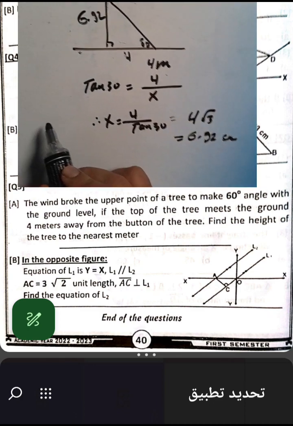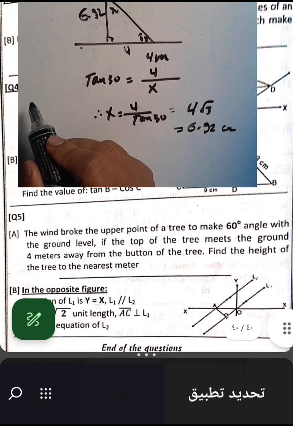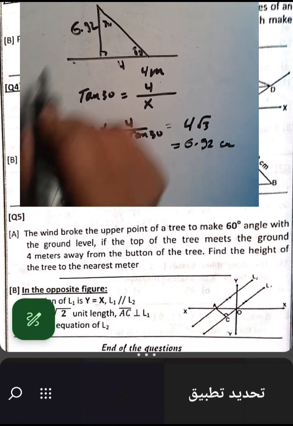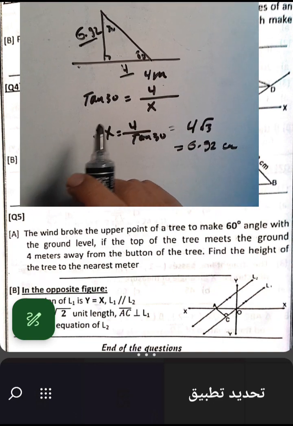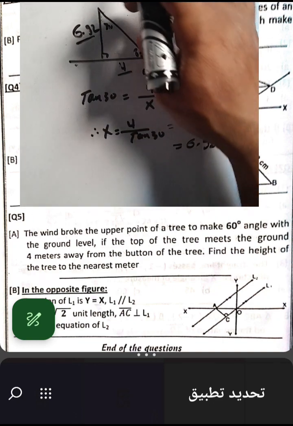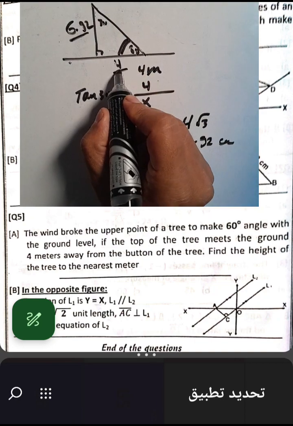Okay, and it was 30 degree. He wants to find the length of 3. Then you can find the hypotenuse here. This angle is 60, and 4, you can find the hypotenuse, right?